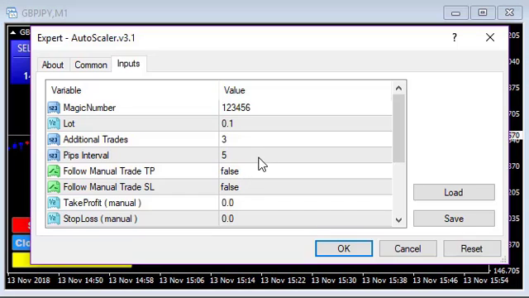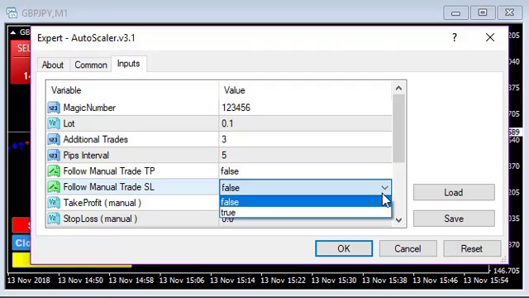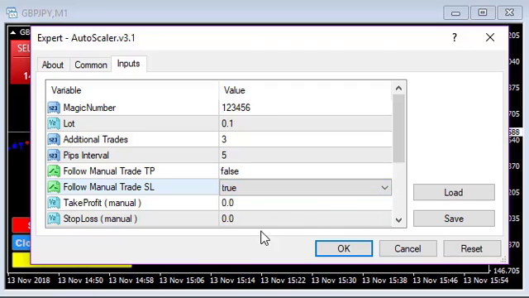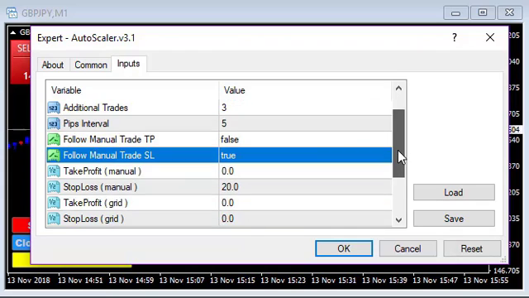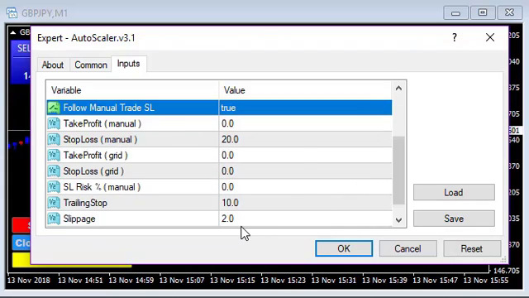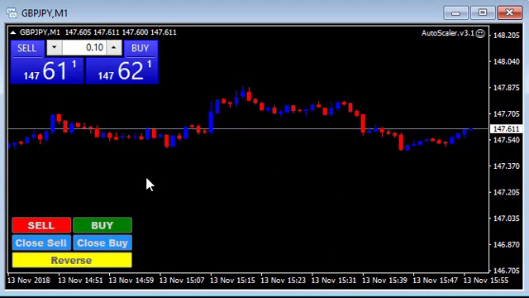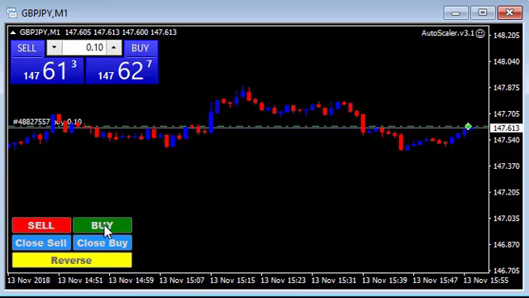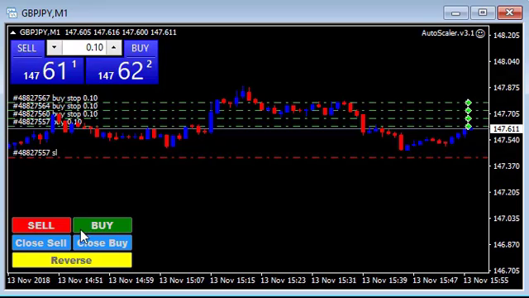And now let's move over to the next option, which is using the trailing stop, but also using a fixed stop at the same time. So we're going to change the follow manual stop loss to true. I'm going to put in a 20 pip stop loss on this trade. We're going to go ahead and leave the trailing stop at 10 pips. And this is only for demonstration purposes. I'm not recommending you use a 10 pip stop loss. I'm just trying to do something so we can get this demonstration done and show you what's going on.